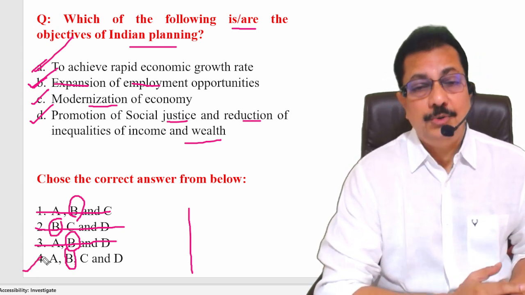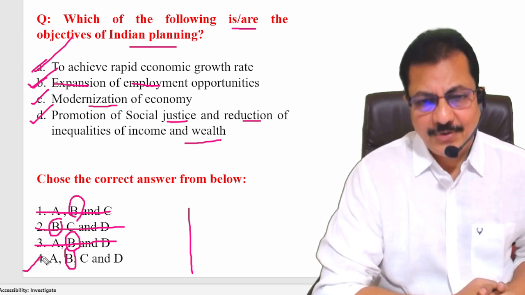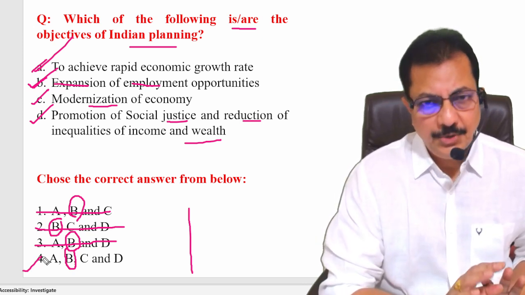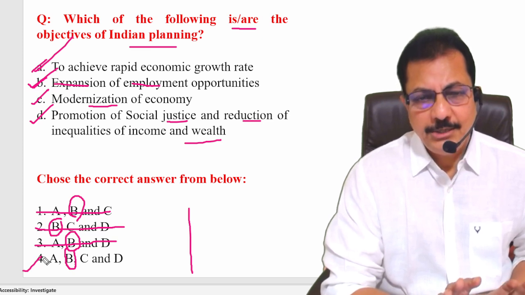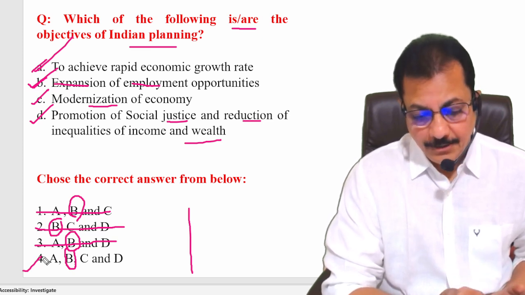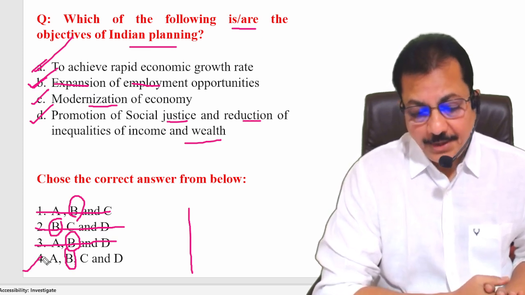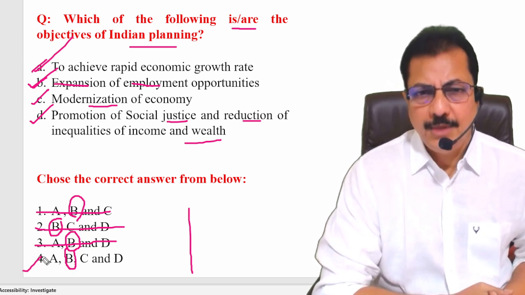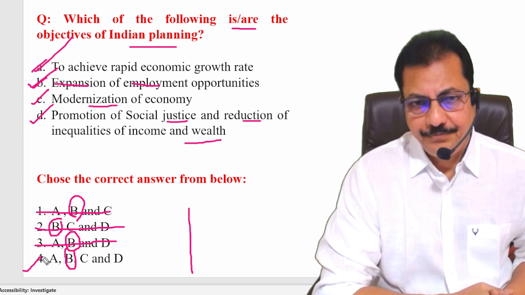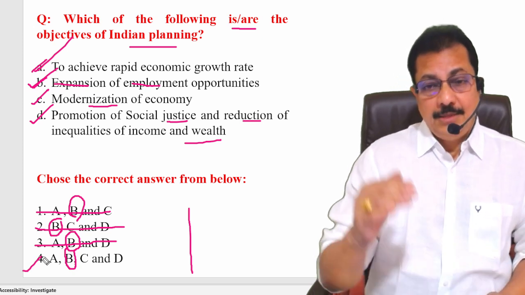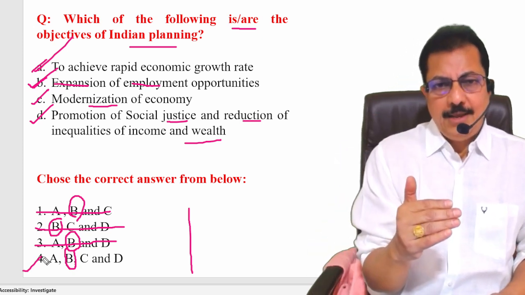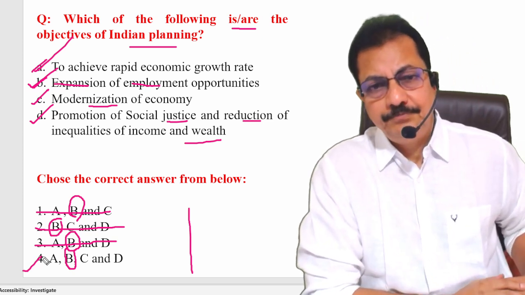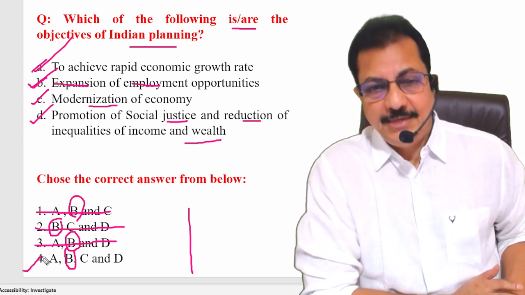Now, if you want to read statement B for the purpose of reading, you can read now. In the examination hall, you need not read because you want to save your time. Now, look at option statement B. Expansion of employment opportunities is also one of the objectives of our planning. That is the reason why the whole reading and answering, meaning bubbling, can be completed by you within 45 seconds.